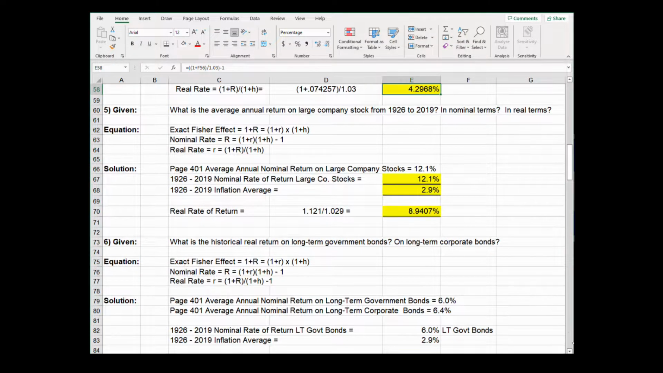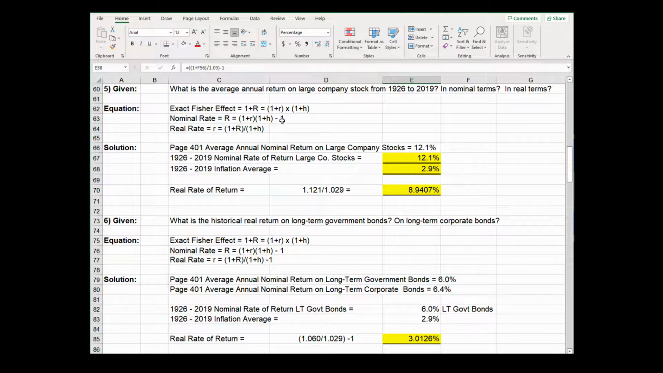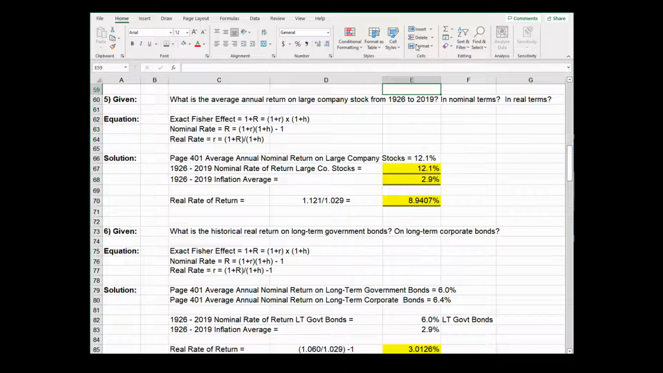And problem number 5. We want to look at the average annual return on large company stocks from 1926 to 2019. So we can look at page 401 for the average. It's given to us as 12.1%, and that's the nominal. Again, the Fisher effect is 1 plus big R equals 1 plus little r times 1 plus h. So on this one, we'll solve for real. My total return is 12.1% right out of the table. My inflation over the past 90-some years has averaged 2.9%, and I just add 1 to each of those numbers and divide, and I get an exact real rate of return of 8.94%.